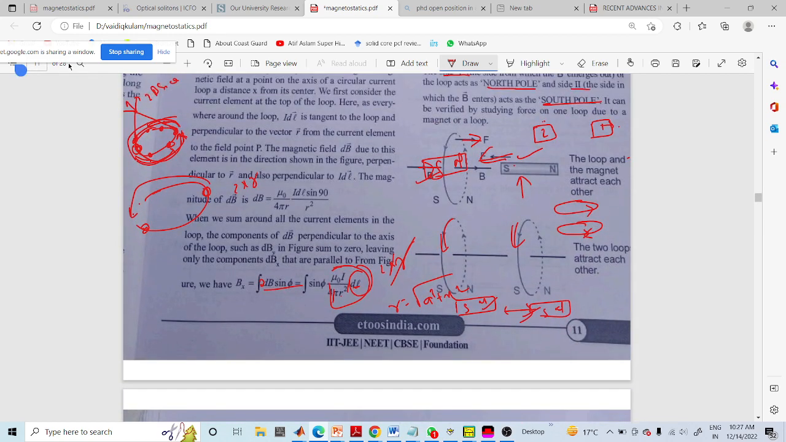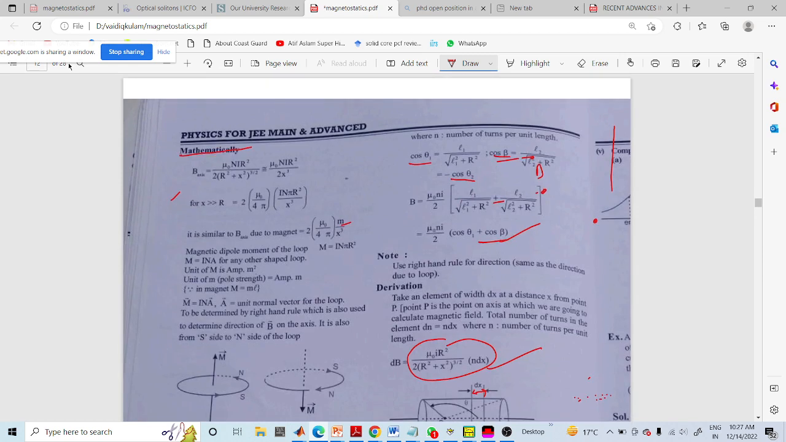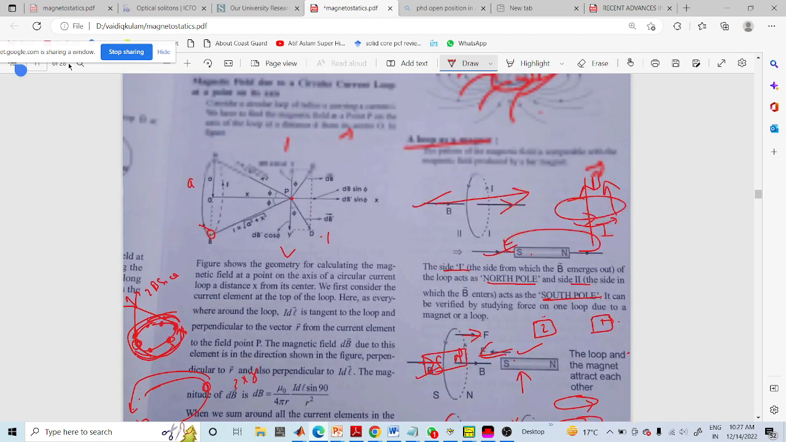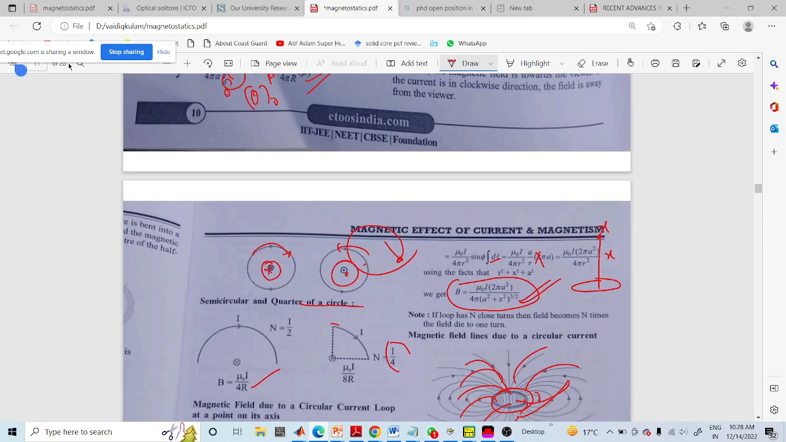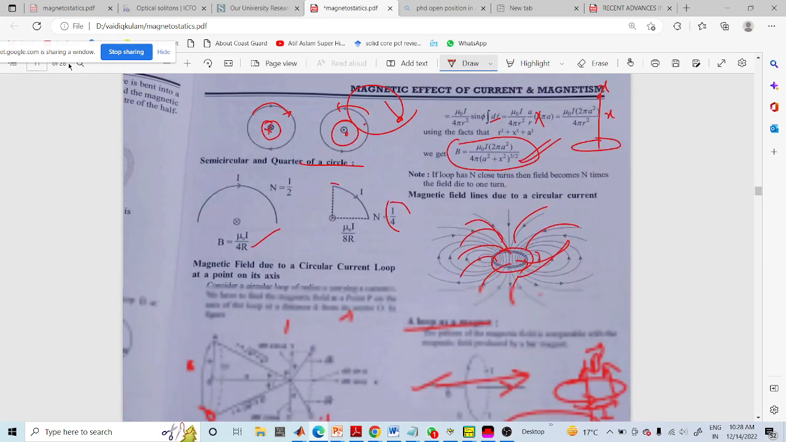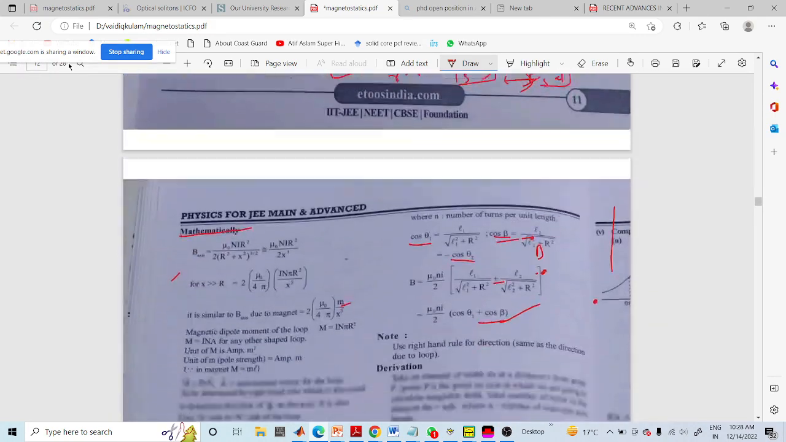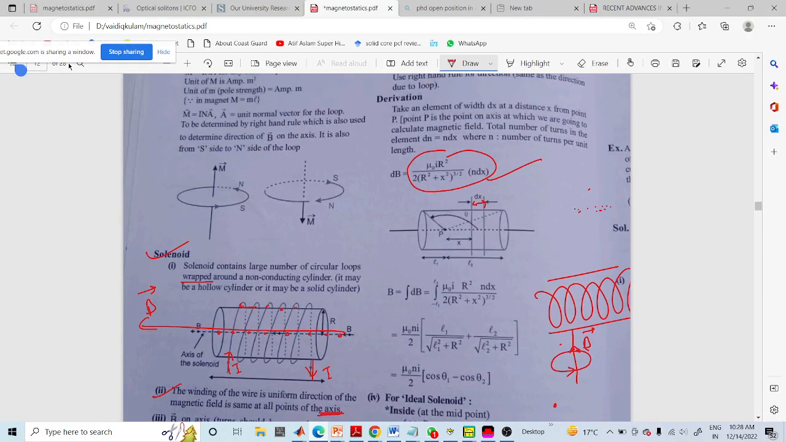Let me check where it was. Just a minute. Yeah, this result, right? This result on the axis. Here the same result is there. You have to apply the unitary method, and here the assumption is that this is a point P where we are trying to calculate, right? And because of this portion we want to calculate the magnetic field here, so the magnetic field on the axis, right?